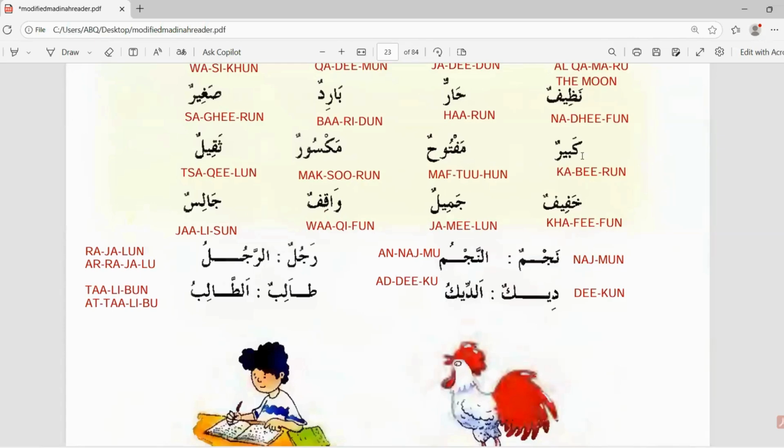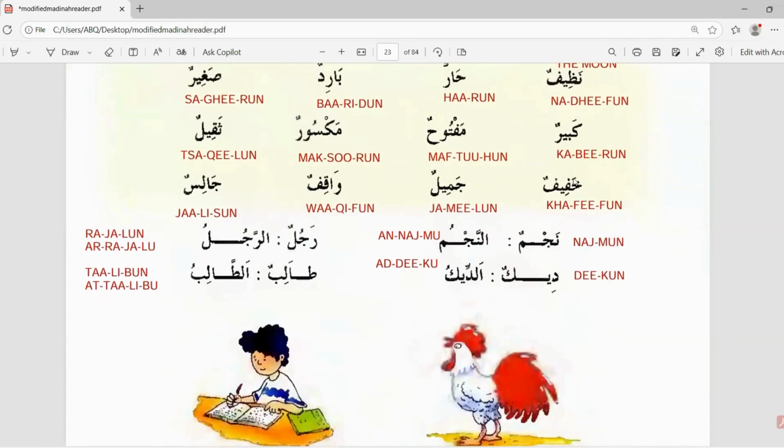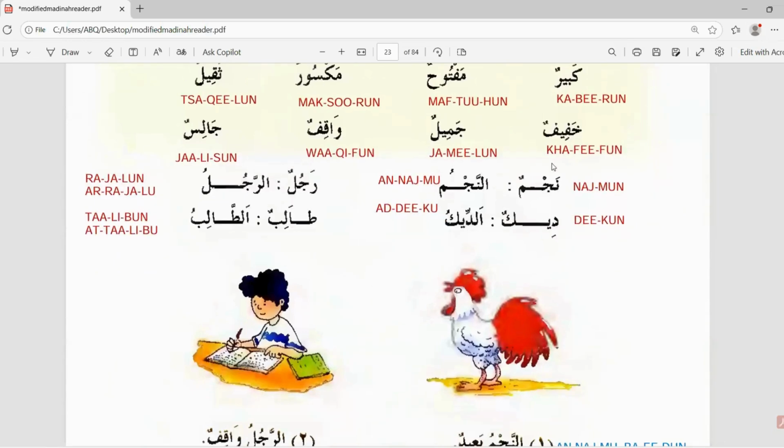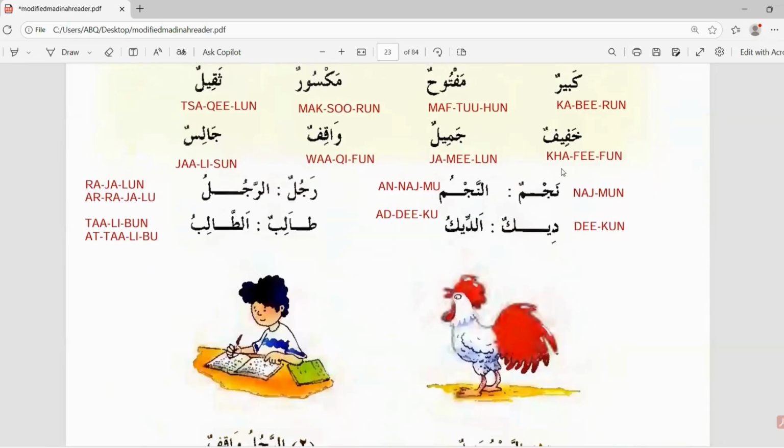Kabirun, big. Maftuhun, open. Maksurun, broken. Thaqilun, heavy. Khafifun, light. Jamilun, beautiful. Waqifun, standing. Jalisun, sitting.